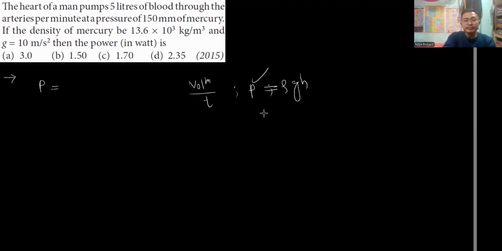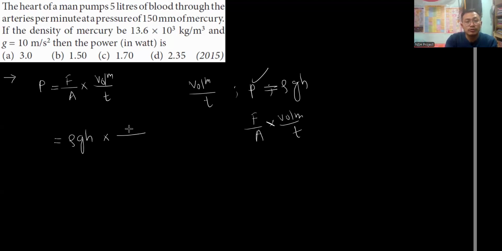Pressure is force per unit area, F by A. So F by A times volume by time. Power is force into velocity, and pressure is F by A into volume by time. So now F by A is rho g h, into volume by time.